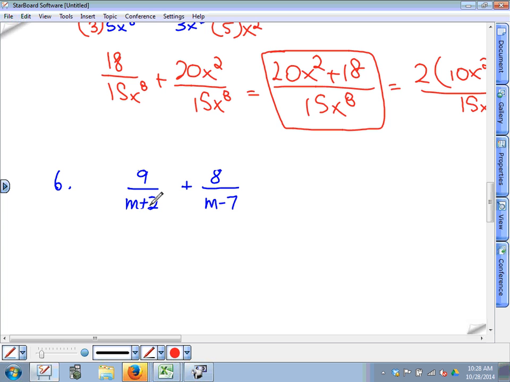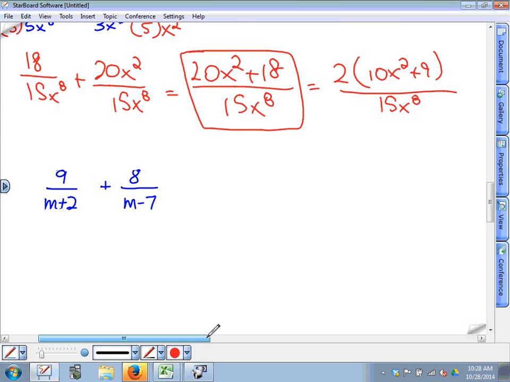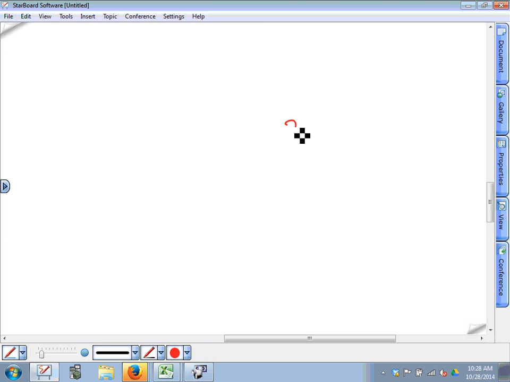So let me just get a blank screen here. If we had 3/5 plus 2/7, what would we do on this problem? You multiply this side by 7 and multiply this side by 5. So you just multiply each side by what the other side has.